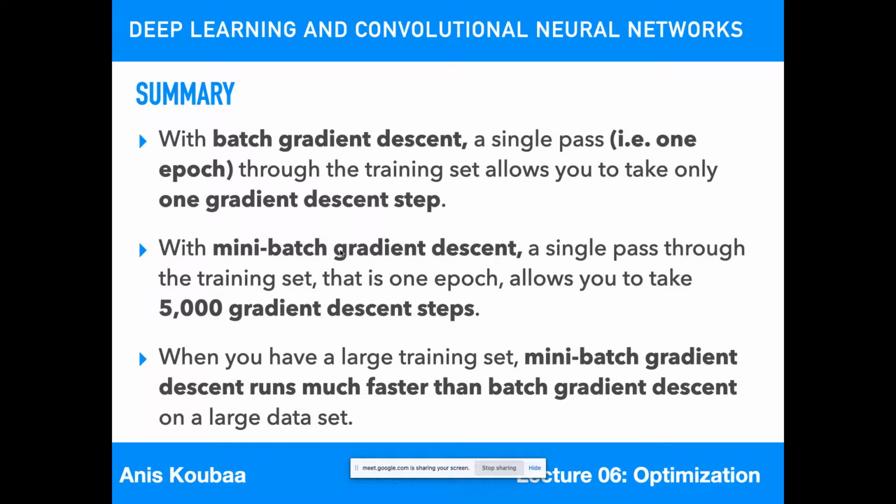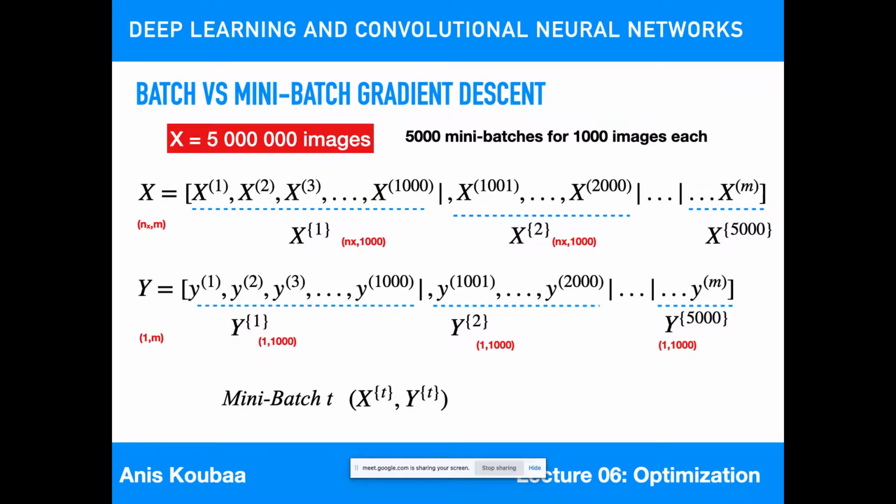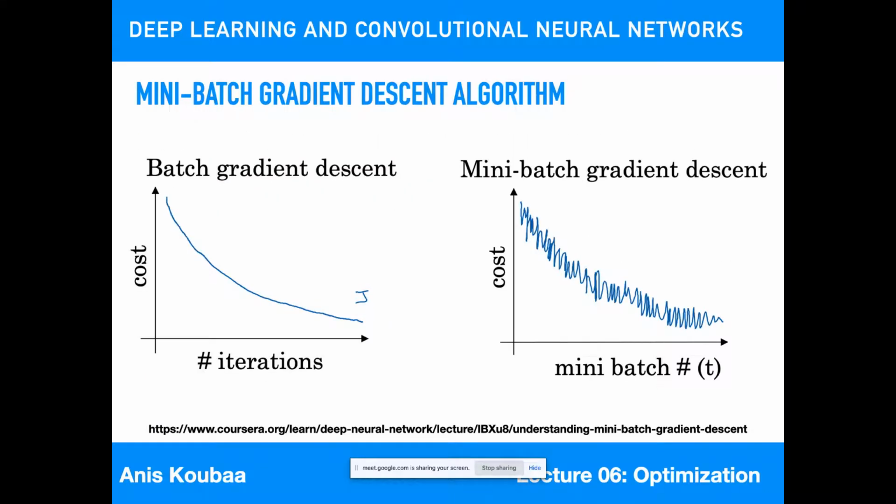In mini batch gradient descent, a single pass through the training data is just one epoch and allows you to take 5,000 gradient descent steps in the example that we have presented over here. So when you have a large training data set, mini batch gradient descent runs much faster than batch gradient descent on this large data set.